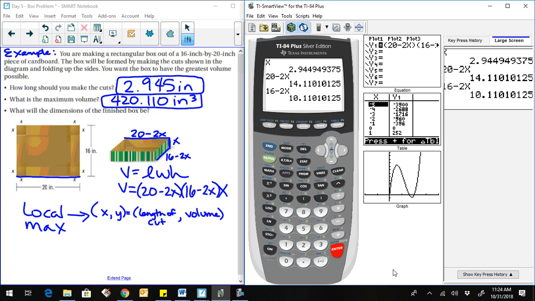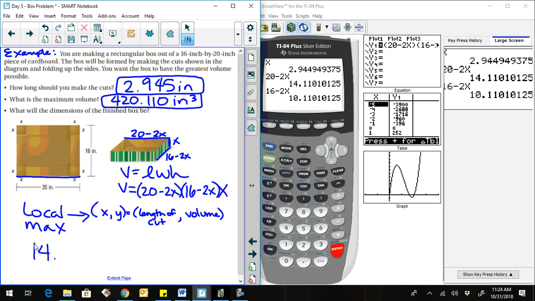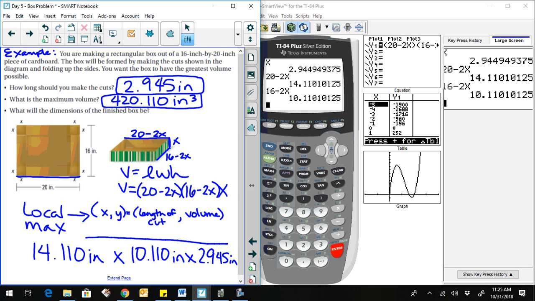So that tells me my dimensions are, let's do my length first. So that would be the 20 minus 2x would be 14.110 inches. And we put the times symbol, but we really mean by, because it's a dimension, by 10.110 inches by 2.945 inches. So that would be what my dimensions would be for the finished box.